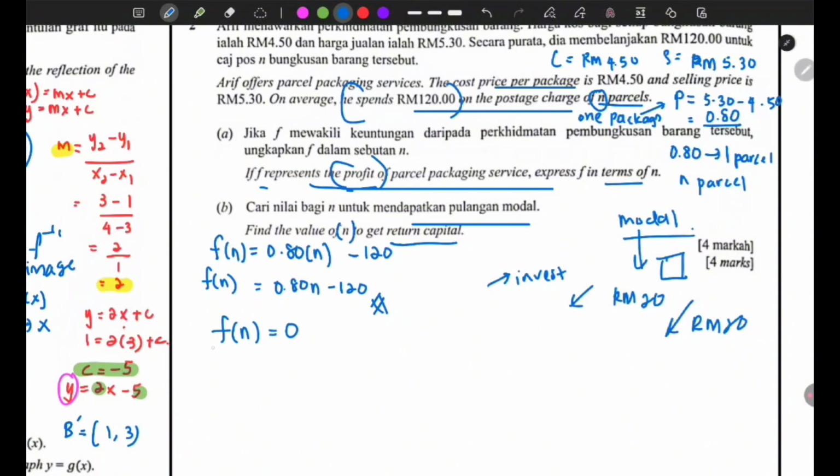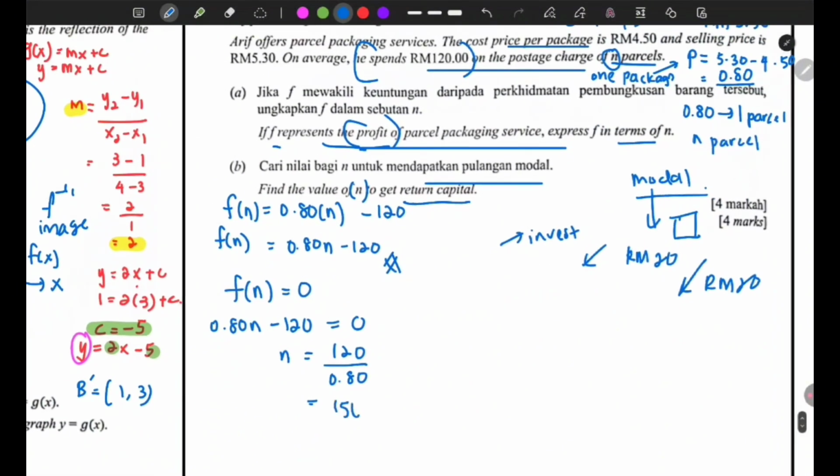Now, what's your Fn? 0 ringgit 80. Sorry, my 8 so ugly. 80 cent with n minus 120 is equals to 0. So what is my n? 120 divided by 0 ringgit 80 cent. So you press your calculator. It's 150. Done. This is B. This is A. So get it? It's like getting back what you put inside.